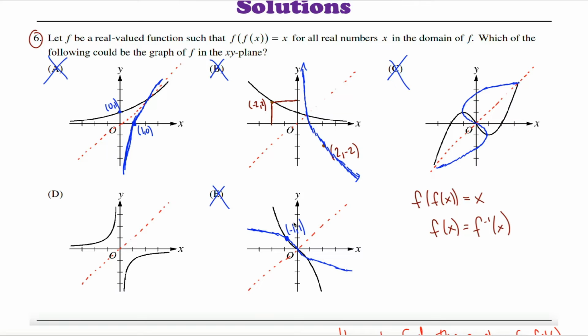And if you switch the x and the y, you get +1, -1, which is also on the graph in black. That doesn't mean that f of x equals f inverse of x, because in order for f of x to equal f inverse of x, that must be true of all the points in black. And I've just shown it on one point in black.